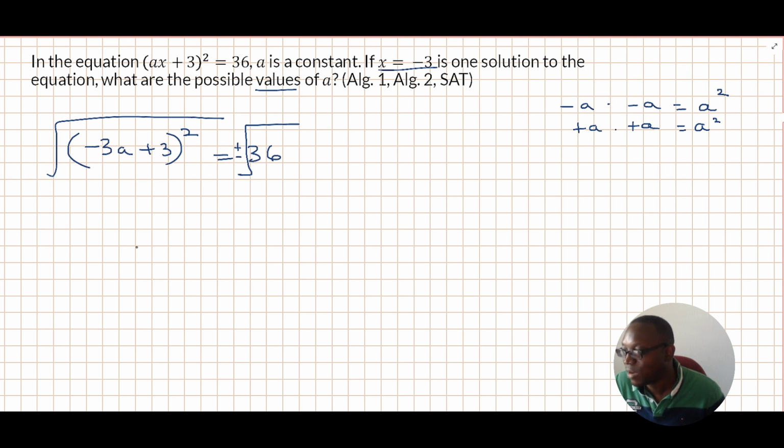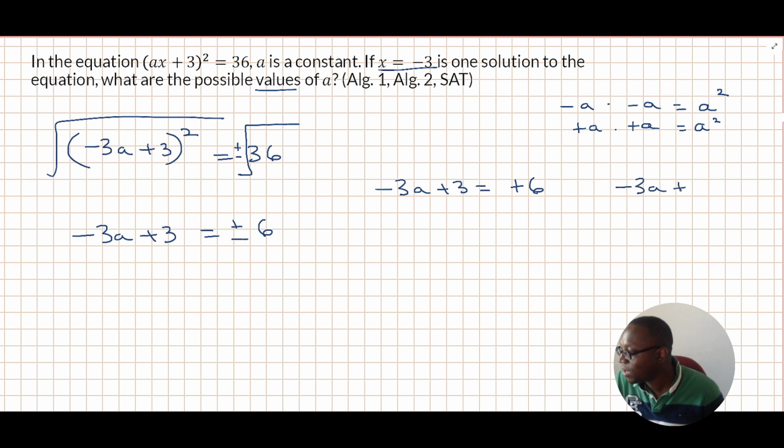So when you take the square root here, we have negative 3a plus 3 equal to plus or minus the square root of 36. That's going to give you 6. That simply means that 6 multiplied by itself gives you 36. Now we have two sets of answers. We're going to have negative 3a plus 3 equal to positive 6. We're also going to have negative 3a plus 3 equal to negative 6. So we're going to solve these two equations.